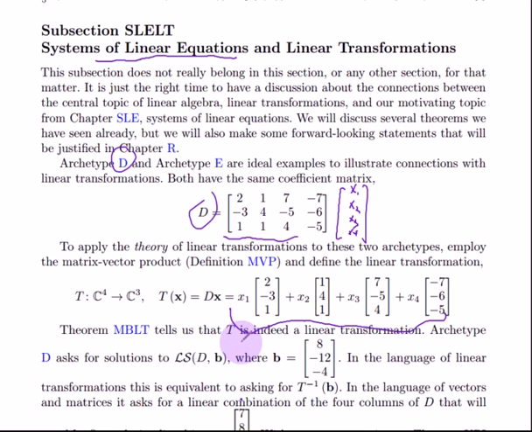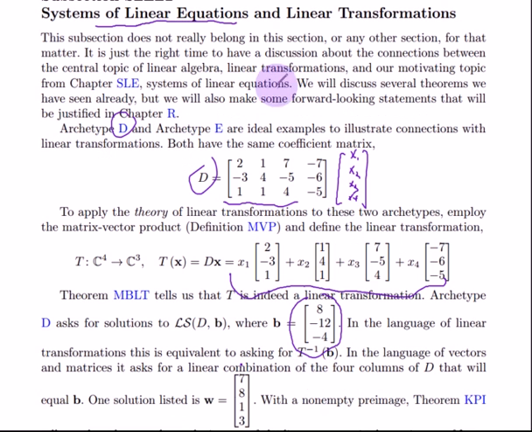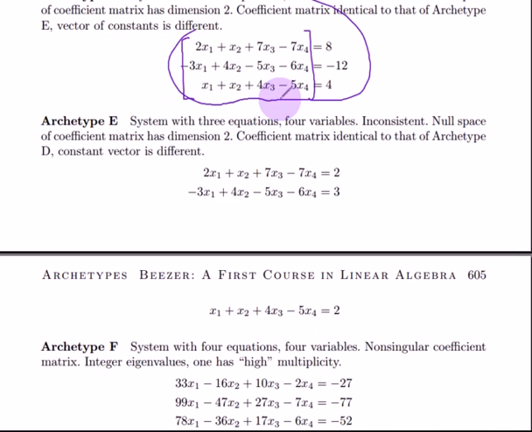And when we're trying to solve this system of linear equations, you're trying to find the x1, x2, x3, and x4 such that this linear combination is equal to a particular vector. For archetype D, it's asking for this particular vector 8, -12, -4. Archetype D said 8, -12, and -4. Whenever you have a system of linear equations, you are going to have some constant vector that you want your linear combination to be equal to.